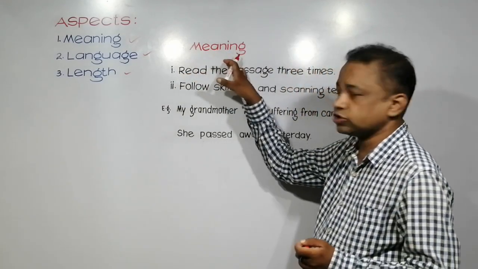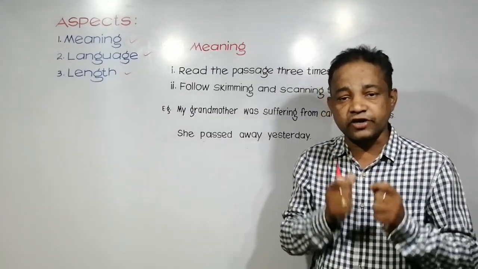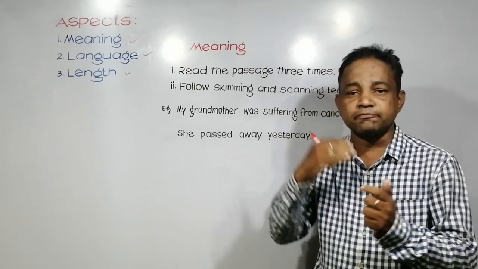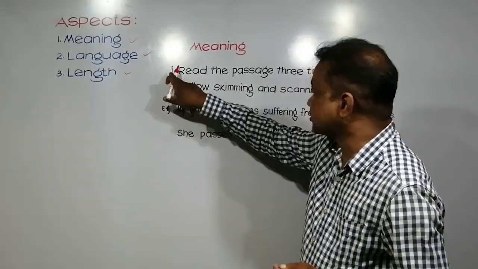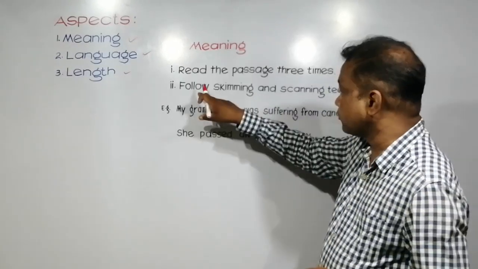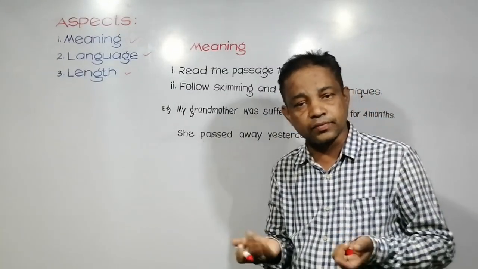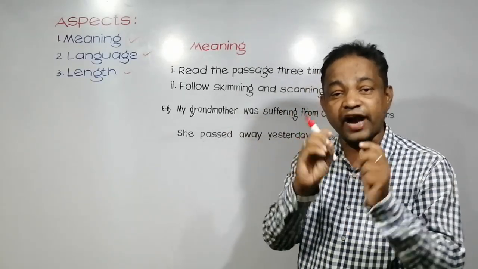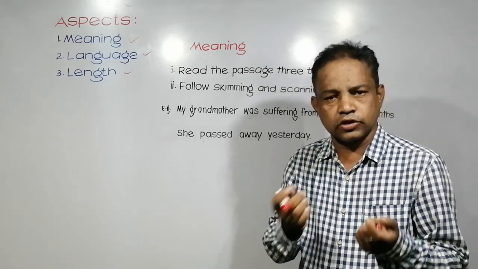Let us think about meaning. First of all, you have to understand the meaning of the passage clearly. In order to get the complete meaning of the passage, you have to follow these steps. Step number 1, read the passage 3 times. Step number 2, follow skimming and scanning technique. What is skimming and scanning? These techniques refer to the methods of finding a word quickly as well as guessing its meaning.